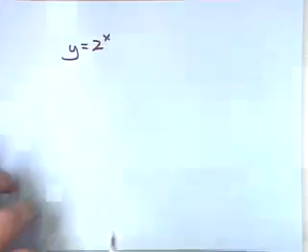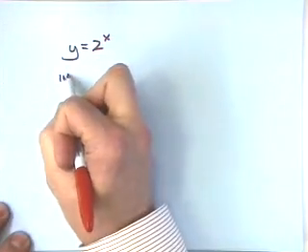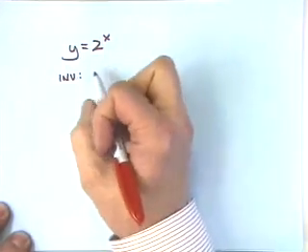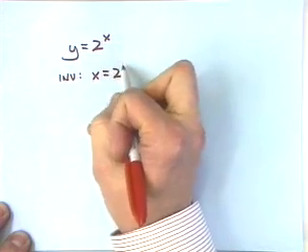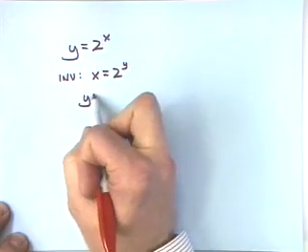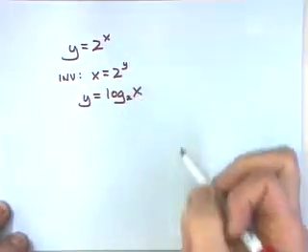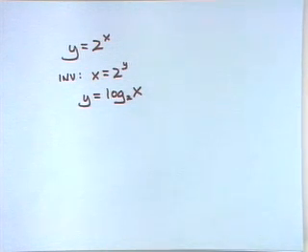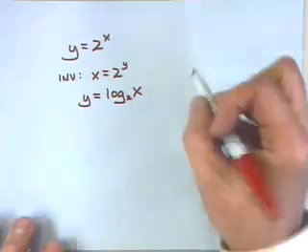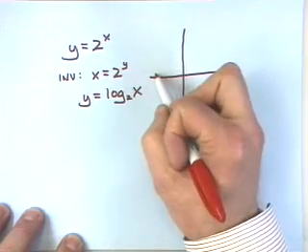So let's take something of that form. y equals 2 to the x. The inverse, this is basically the same thing we just did. Switch the roles of x and y. y is the power to which 2 must be raised to get x. So y equals 2 to the x and y equals log to the base 2 of x ought to be inverses. 2 to the x, we know what that looks like.